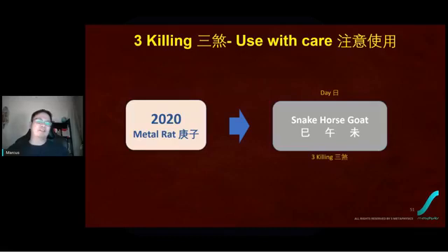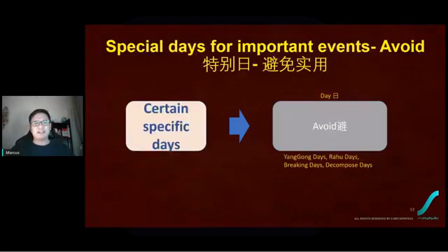Okay, the other one, 2020, because it is a metal red year, the tree-killing Sansha is actually the snake, horse, and goat. Again, that means if you're using the snake, horse, and goat days in this red year, use them with care and pay extra attention so that you have better supporting stars. If you have better supporting stars, you're insulated, and then probably all your care and concern will be addressed and mitigated.